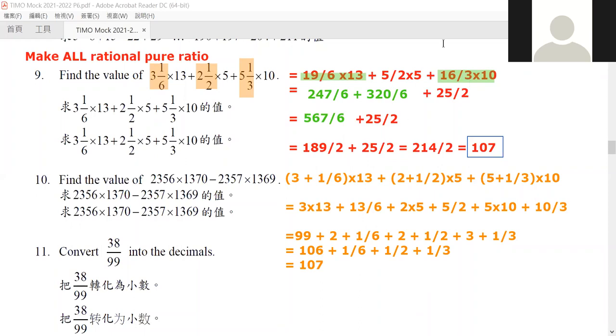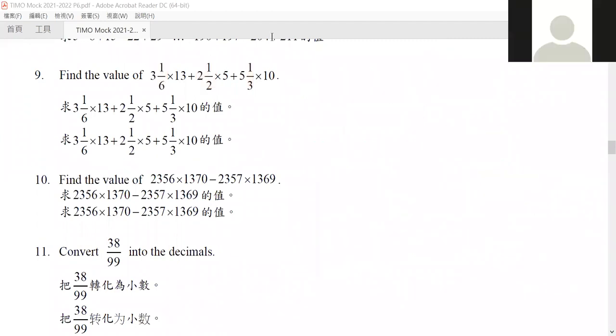Okay, so now let us go to question number 10. Find the values of this expression. Now you can see that these two numbers are very close to each other, and the other two are also very close to each other. So these two numbers are actually very similar. They differ by just a very tiny bit. So let us write this tiny bit out.